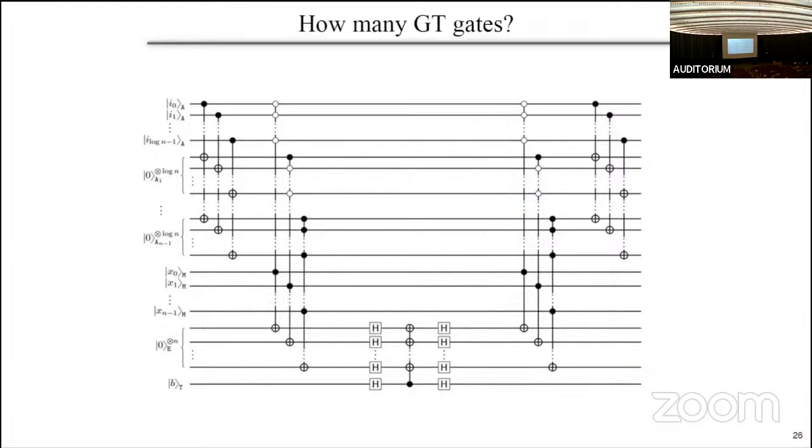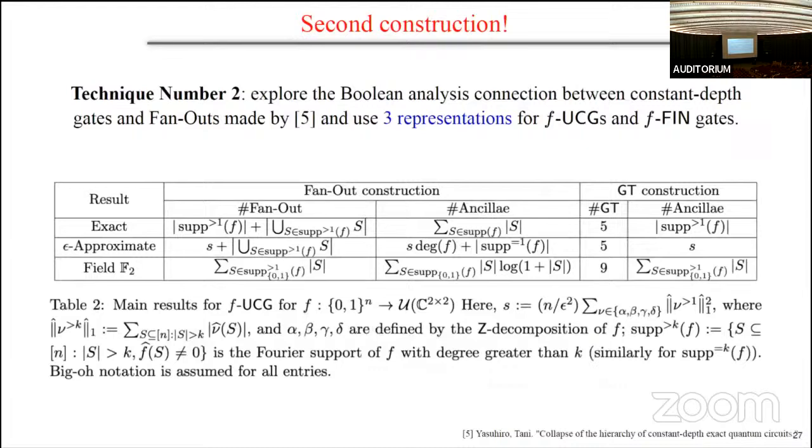How many GT gates, for example? You have 1 plus 2, so 3. Another one here, 4 plus 2, 6, 7. That's how we got 7. Very easy. And that was the first construction.